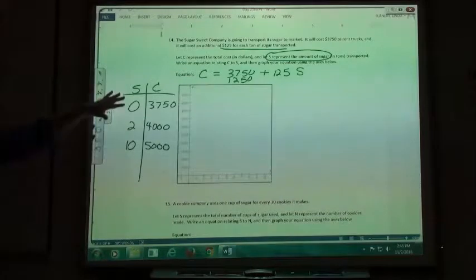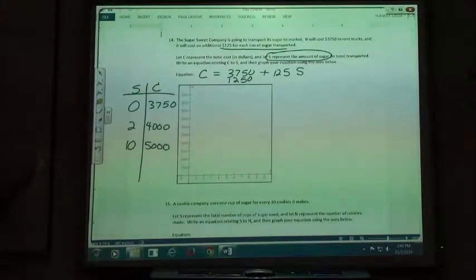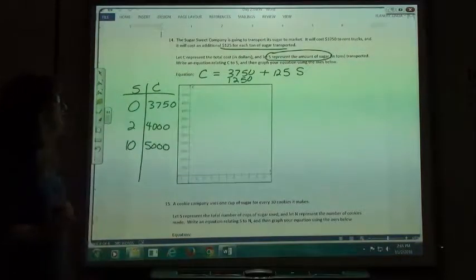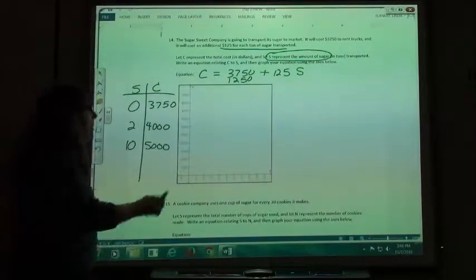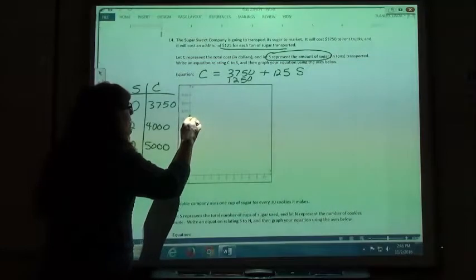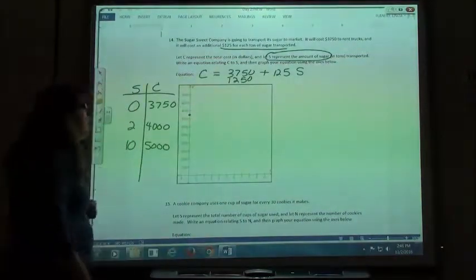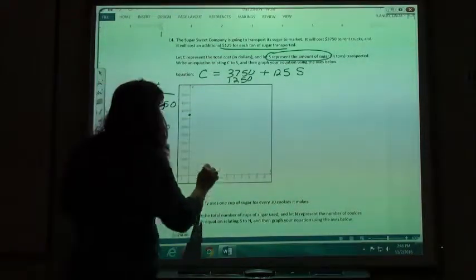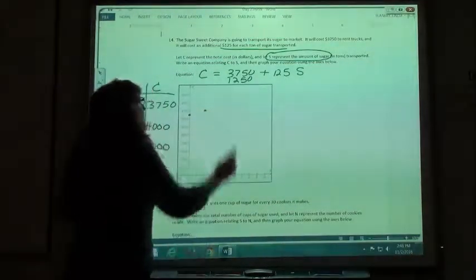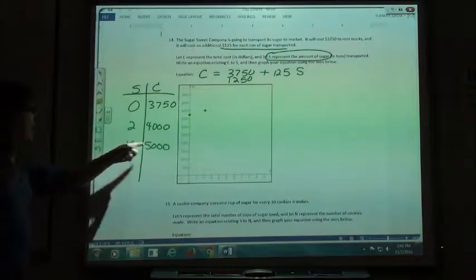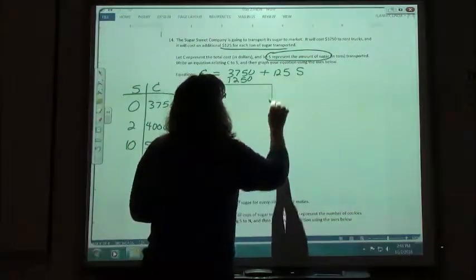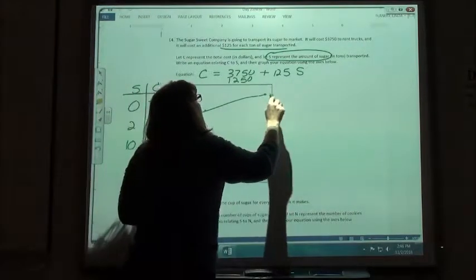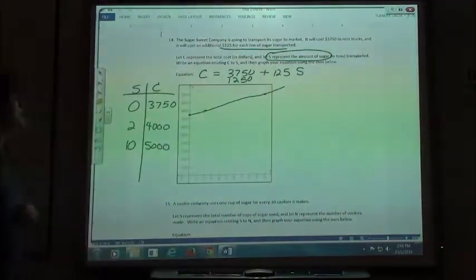So again, if you need to, you can use the plot point tool. Otherwise, you can just use the pencil. On the 0 and 3,750, you'll have to use the plot point tool. We're just going to estimate it. It's going to be halfway between 3,500 and 4,000. The 2 and the 4,000 we can plot pretty easily because that's right on my intersection. 10 and 5,000 should also be nice. I've got my points. I can connect my dots, and if I could draw straight, draw my line.